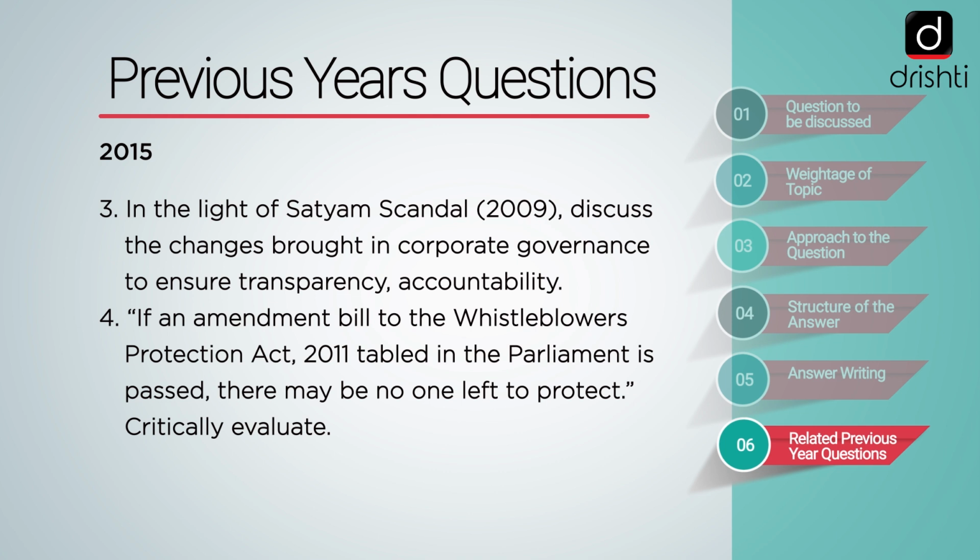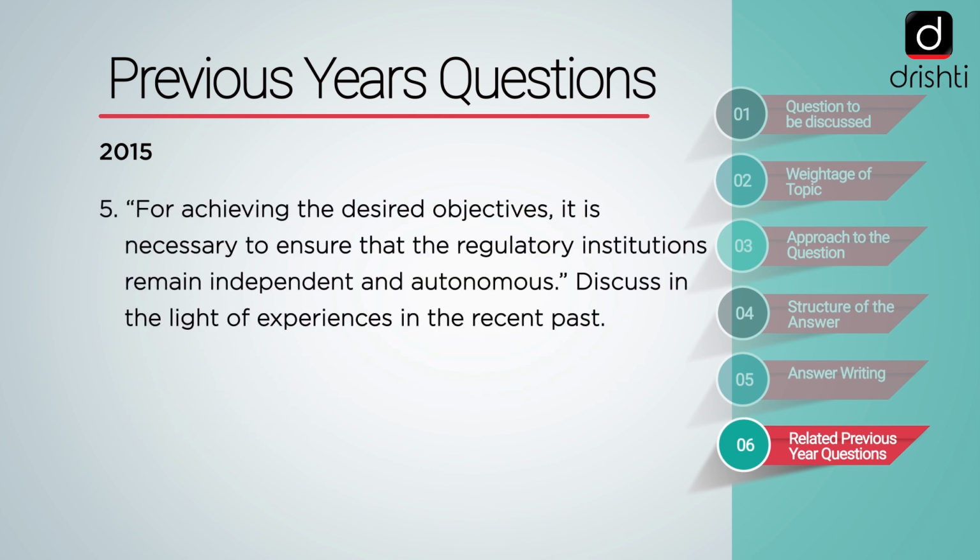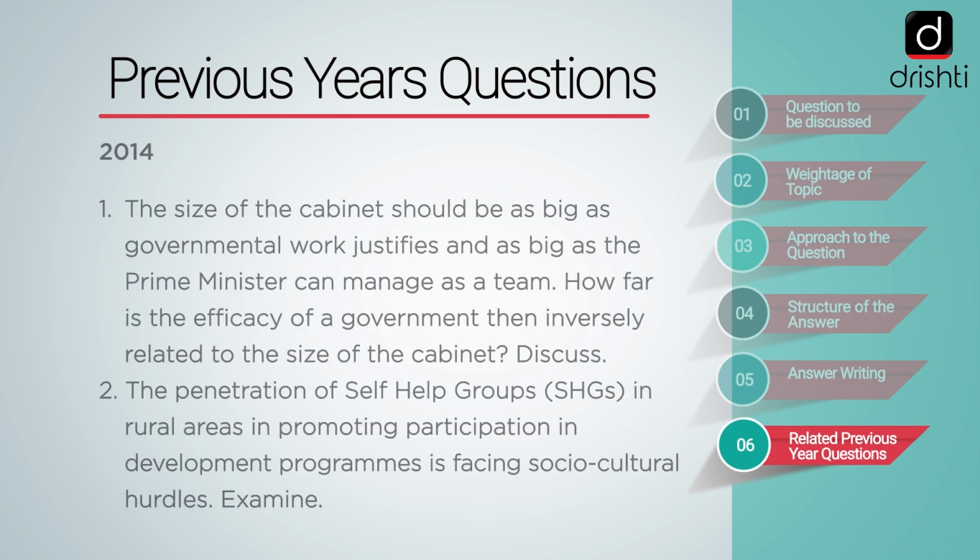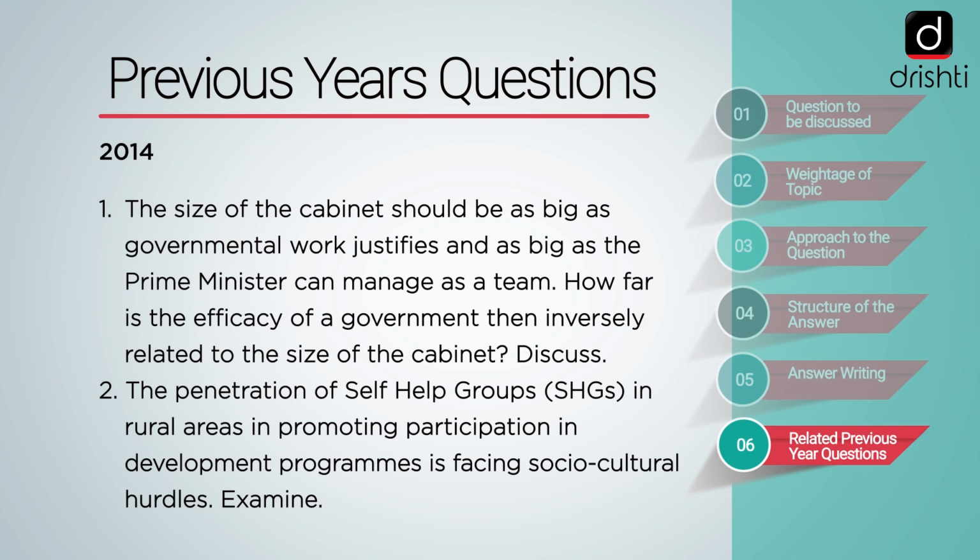If an amendment bill to the Whistleblowers Protection Act 2011 tabled in the Parliament is passed, there may be no one left to protect. Critically evaluate. For achieving the desired objectives, it is necessary to ensure that the regulatory institutions remain independent and autonomous. Discuss in the light of experiences in the recent past. In 2014, the following questions were asked.